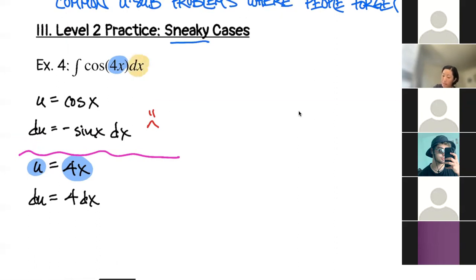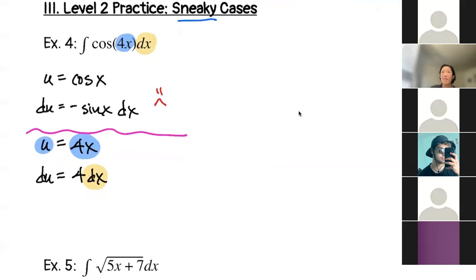I just have a dx here, but down here, I have 4 dx. How do I get rid of that? I divide that 4 away. And so everywhere I see dx, I can actually replace it with du over 4. So dx will get replaced by du over 4, or we can think about that as 1/4 dx.